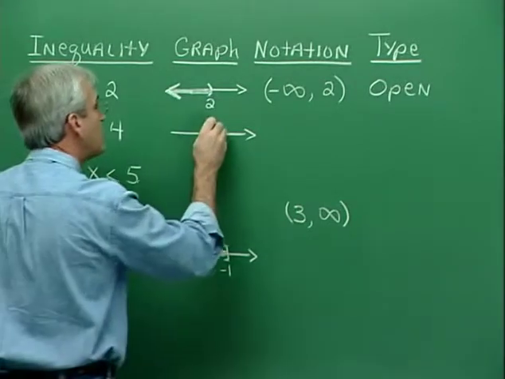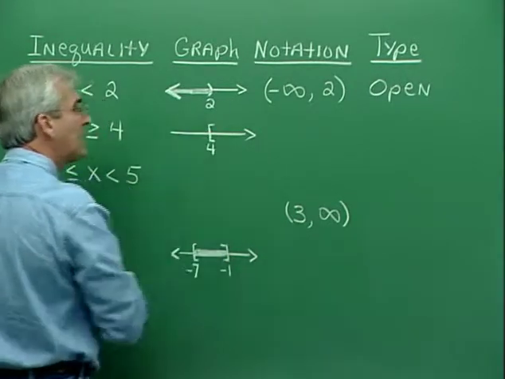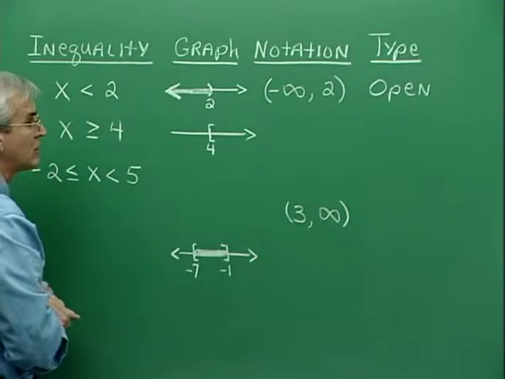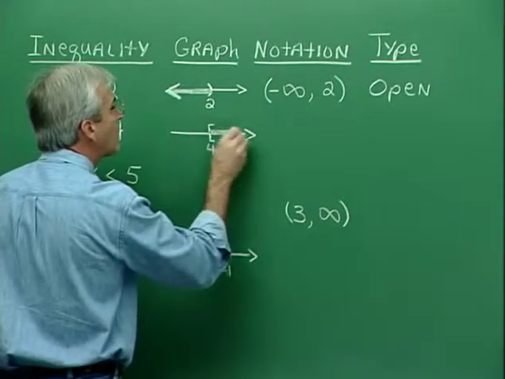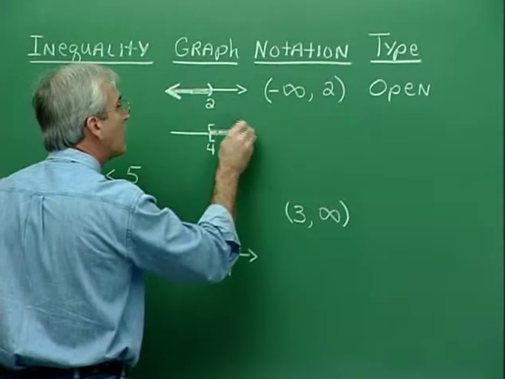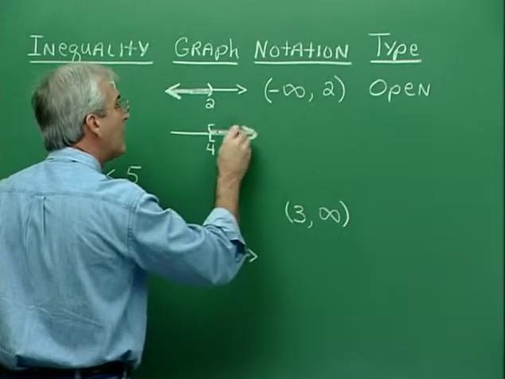4 is included in this group of numbers. So we use the bracket indicator rather than the parenthesis, and we shade to the right of the 4. And we'll also shade the arrowhead.